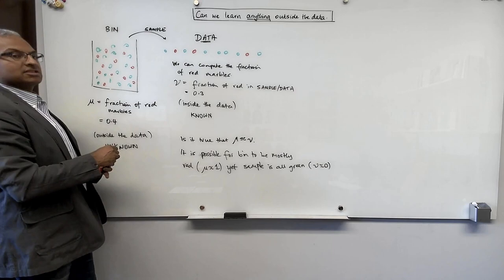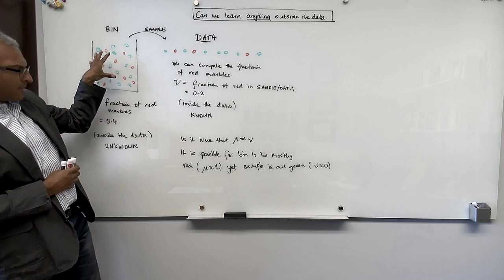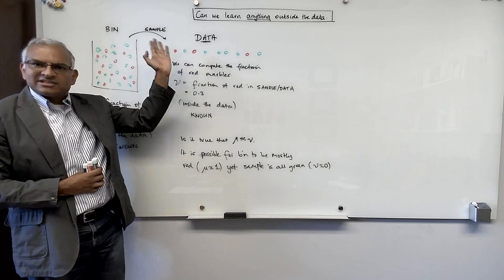By chance, when you were picking your sample of size 10, even though most of these guys are red, you happen to pick 10 green marbles. It is always possible. And we can replace 10 with 1,000. It is still always possible. It's just that you're very, very unlucky.